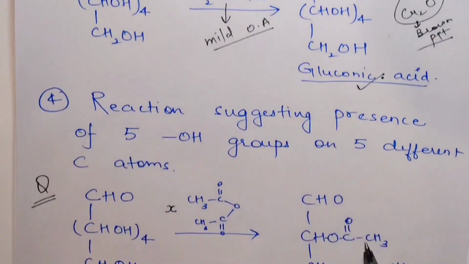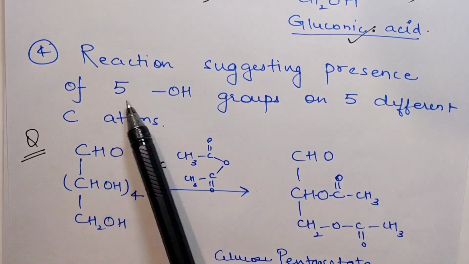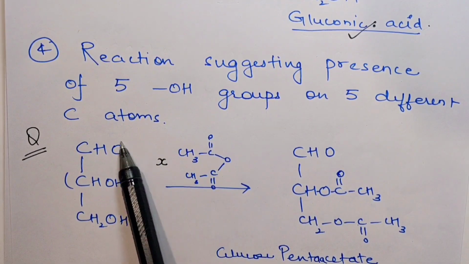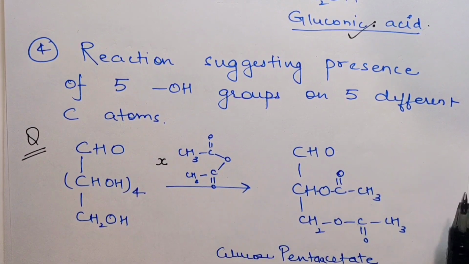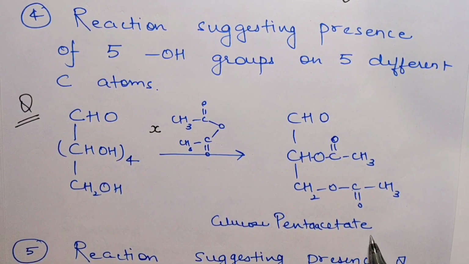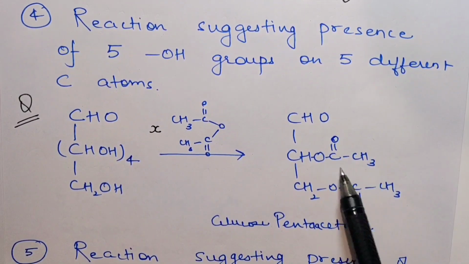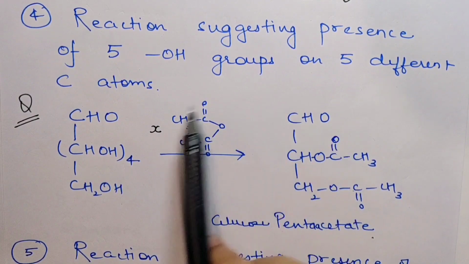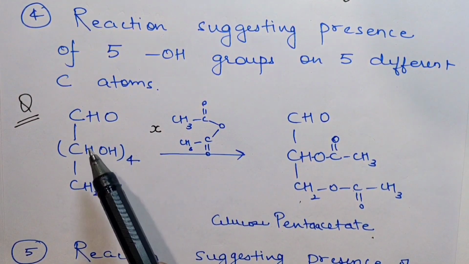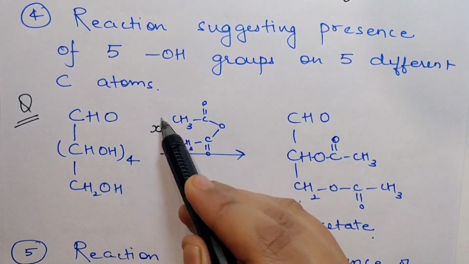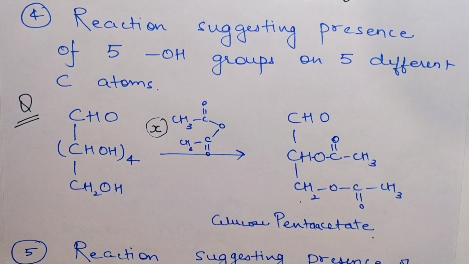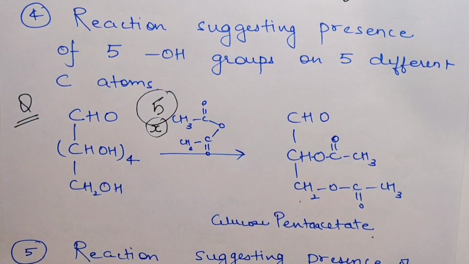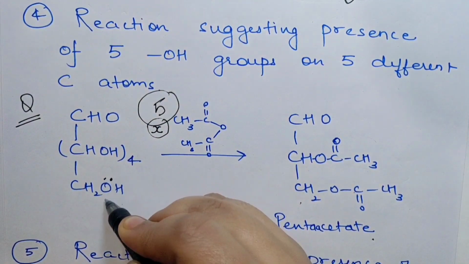Moving on, reaction that suggests that there are 5 hydroxyl groups on 5 different carbon atoms. Now when glucose is treated with acetic anhydride, we get glucose pentaacetate. That means there are 5 acetate groups in place of 5 hydroxy groups. One very commonly asked question from this reaction is, for 1 mole of glucose, how many moles of acetic anhydride are used? The answer is 5.